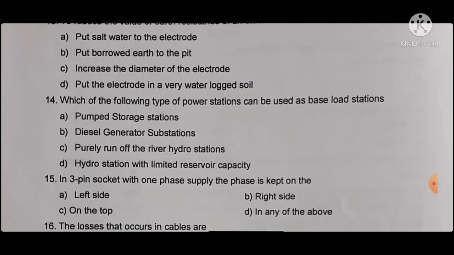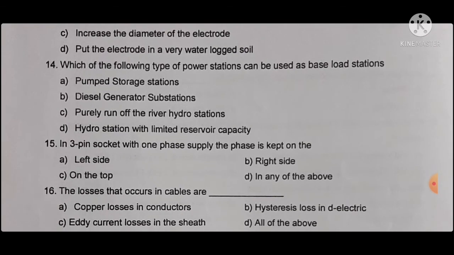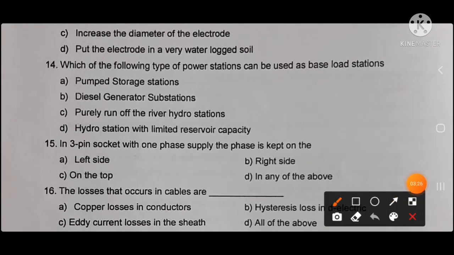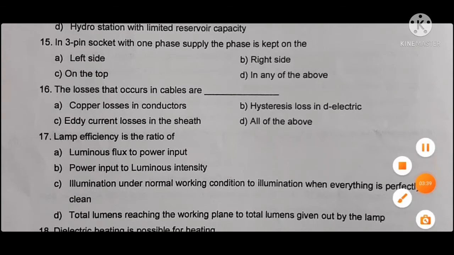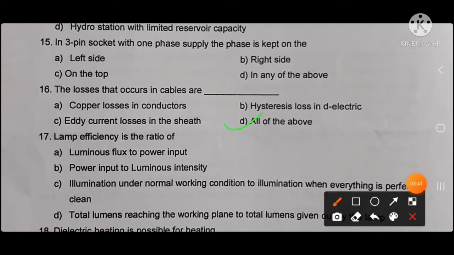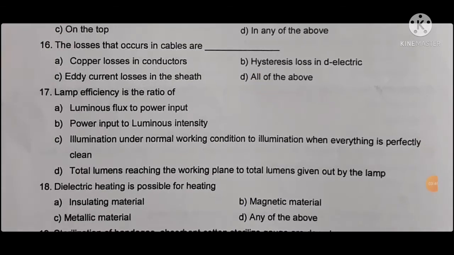Which of the following types of power station can be used as a base load station? You choose the purely run-of-river hydro station, and all the others are for peak load. In a 3-pin socket with one phase supply, the phase is kept on the right side. The losses that occur in a cable are all types of losses, all of these. Lamp efficiency is the ratio of luminous flux to power input.